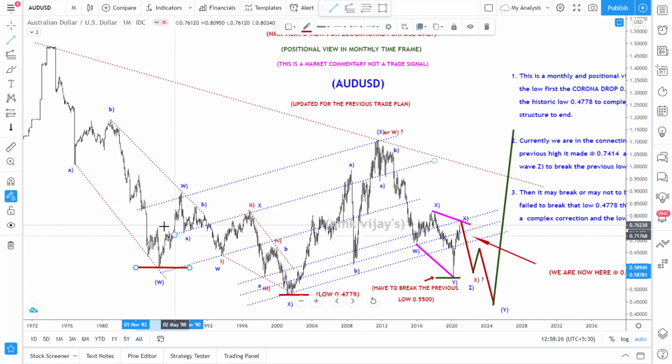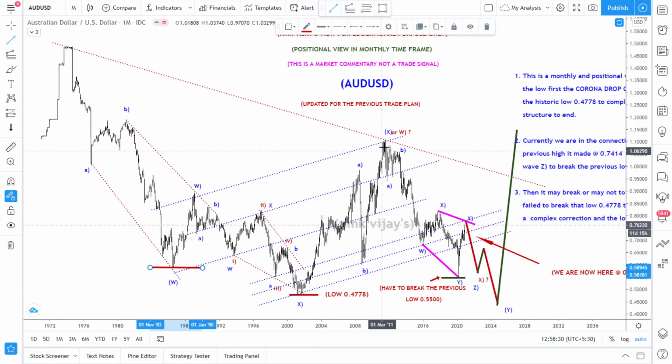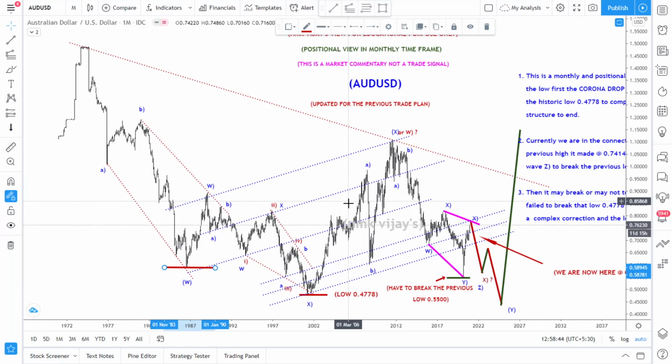But here I took this as an irregular flat, and you can also make this a new impulsive wave starting from the ABC. For the flat correction, one wave is completed, another wave is completed, and we are in the bullish wave. It has to break this high, and it can, but not from here. I will explain here.